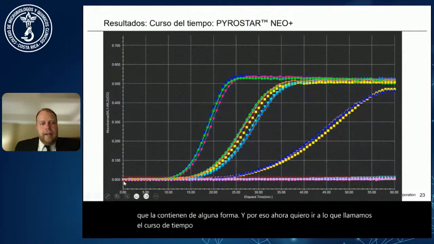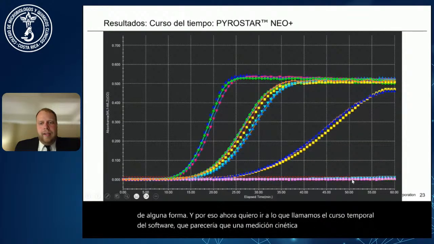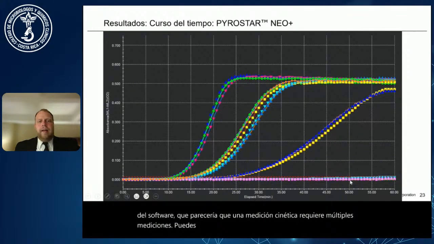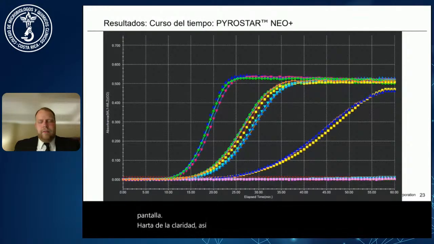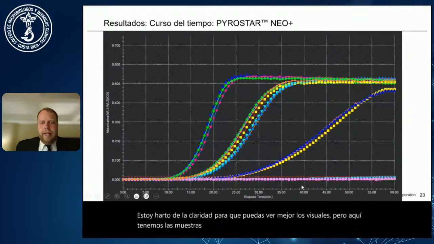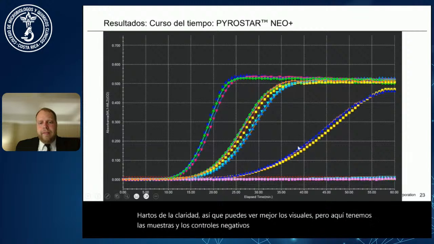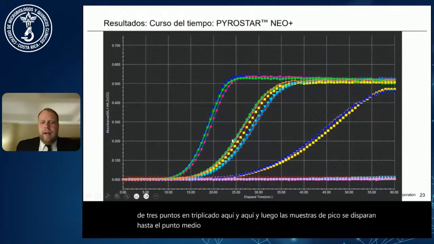Of course, a kinetic measurement takes multiple measurements. You can see those here. I know I don't have a legend on the screen for sake of clarity, so you can see the visuals much better. But here we have the samples as well as the negative controls unreacted. We have the 3-point standard curve in triplicate here, here, here, and here. And then the spike samples, spiked to the midpoint of the standard curve, would have been here. My threshold value, of course, is down here.